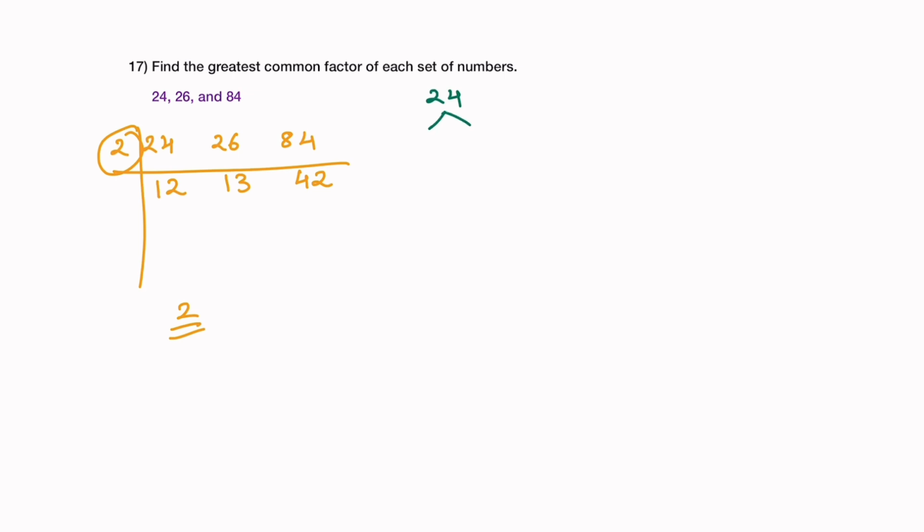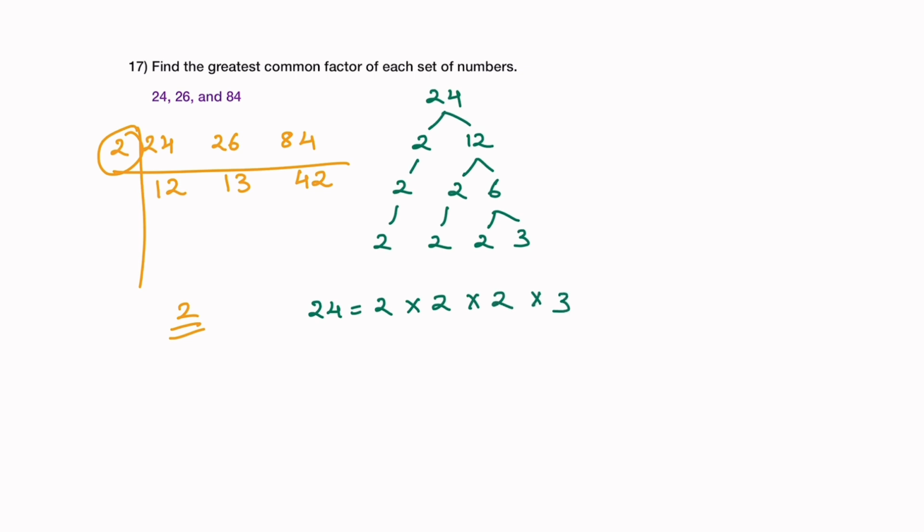24. Let's get the factors. 2 times 12. 2 is as it is. 12 is 2 times 6. That's 2, this 2, and 6 is 2 times 3. So we say 24 is 2 times 2 times 2 times 3. Right? And then we do 26. 26 is what? 2 times 13. That's it. There's nothing more that you can do there. So let's write 26 equals 2 times 13.